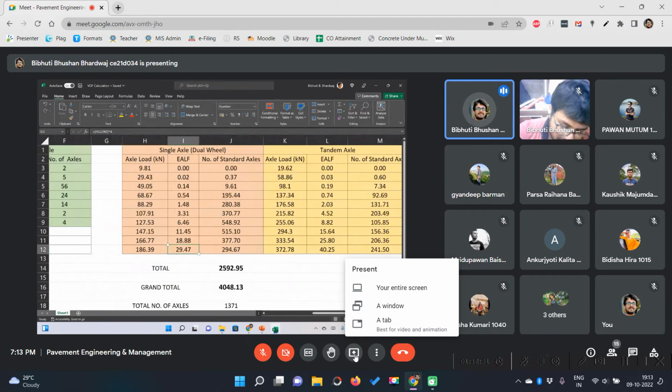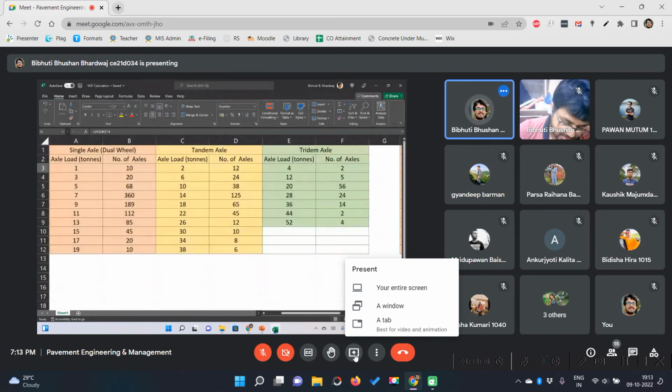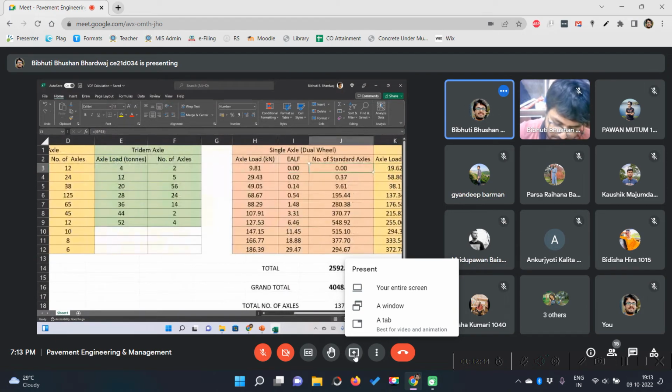And this number of standard axles is for only one axle, right? But how many axles are there? One kilonewton axles, how many are there? 10, right? Then you need to multiply with 10. Okay, here. This is multiply.